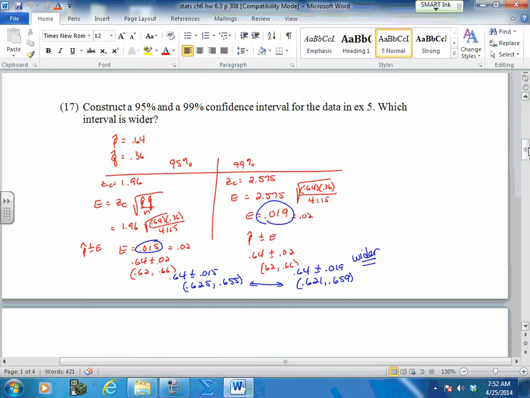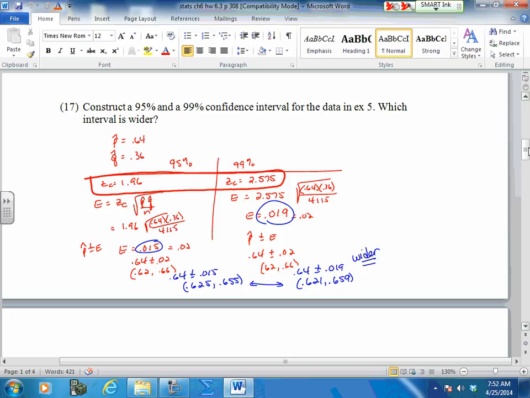We take a look at your example 5, and we found our data from example 5, and we do a confidence interval for 95 and 99. Now, what is the only difference between the 95 and the 99? ZC. ZC, look. ZC is your only difference. This one has a much smaller one than this one.